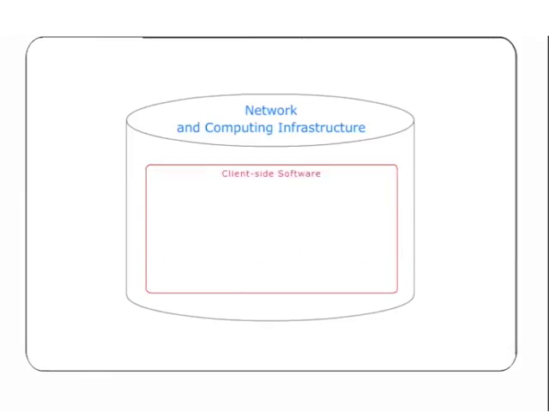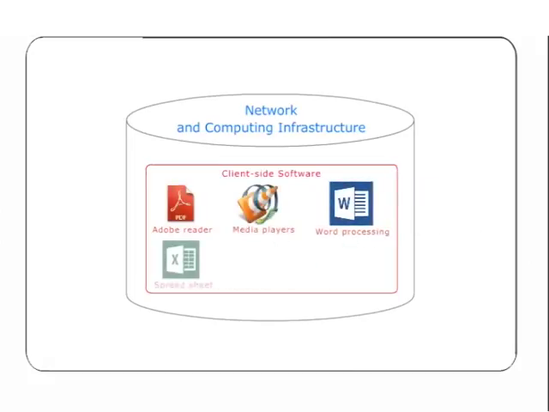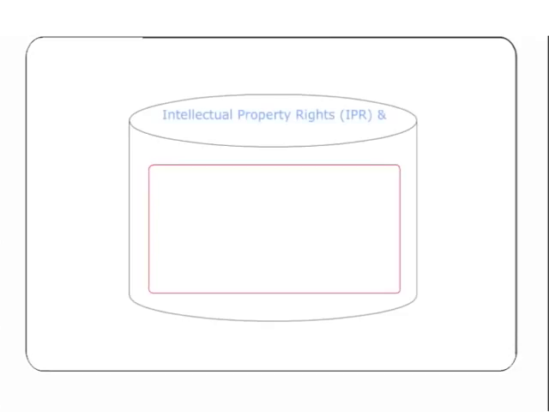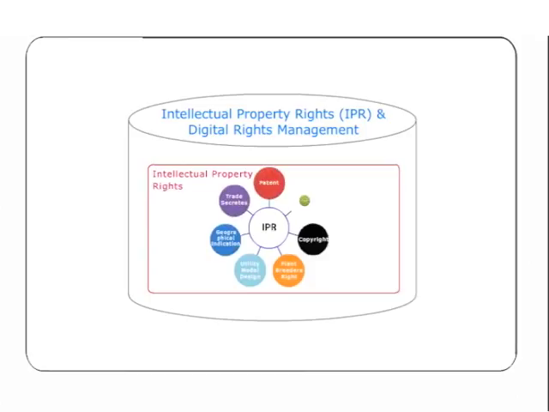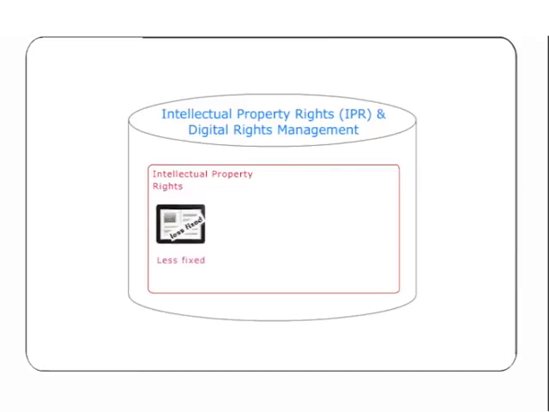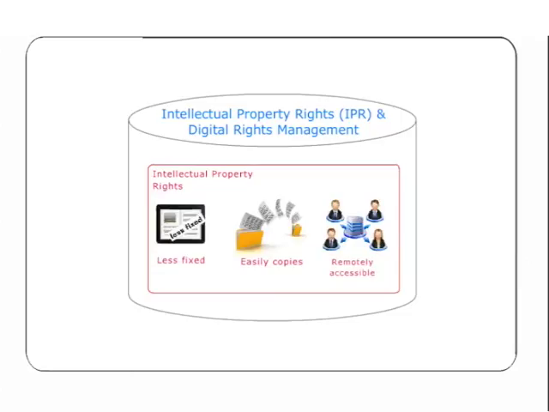And finally, client-side software components including Acrobat Reader, media players, word processing software, spreadsheet software, intellectual property right, and digital rights management. Copyright has been called the single most vexing barrier to digital library development. The current paper-based concept of copyright breaks down in the digital environment because the control of copies is lost. Digital objects are less fixed, easily copied, and remotely accessible by multiple users simultaneously.